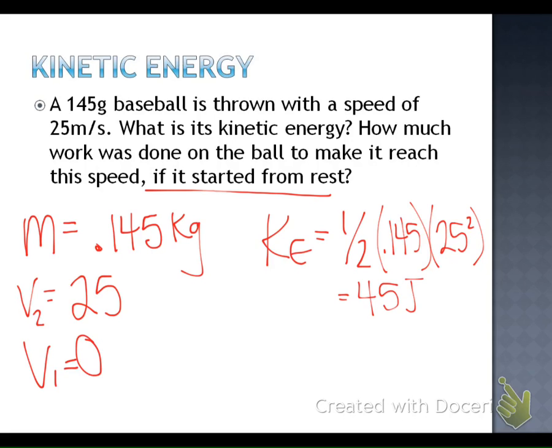Now if I want to find work done, I take work equals kinetic energy 2, or KE2, minus KE1. What's my kinetic energy 1? 0, because it starts at rest. So I'm going to get rid of this, we know that it's 0. We know our KE2, since we just solved for it, is 45. So our net work will also be 45 joules.